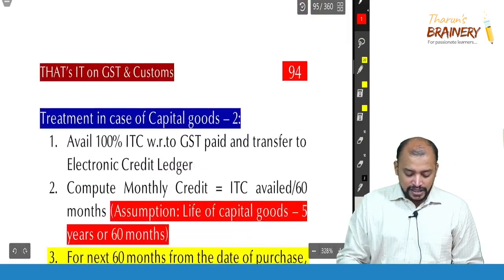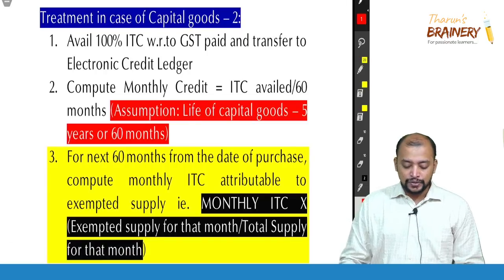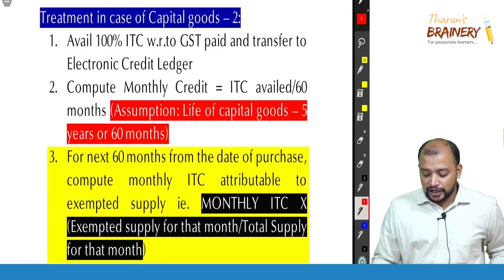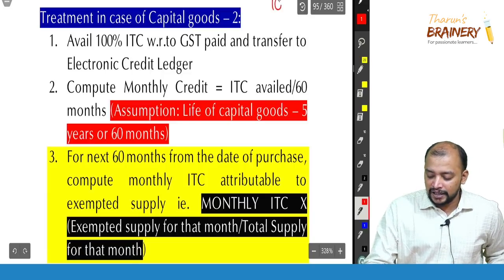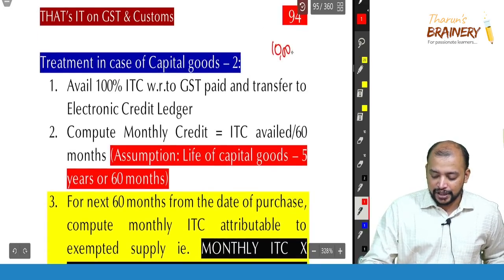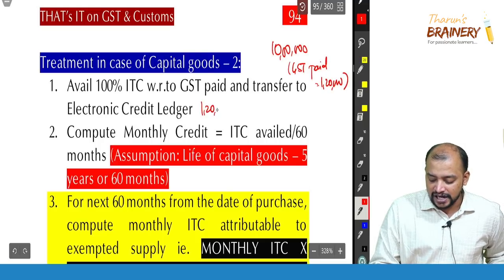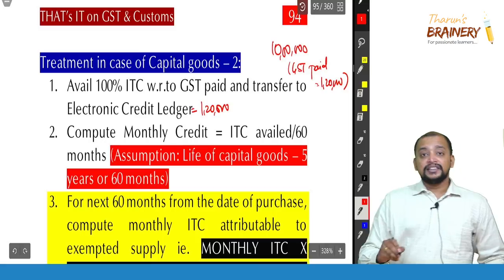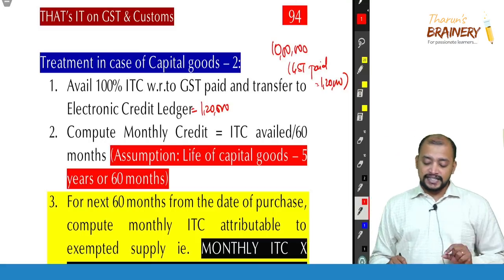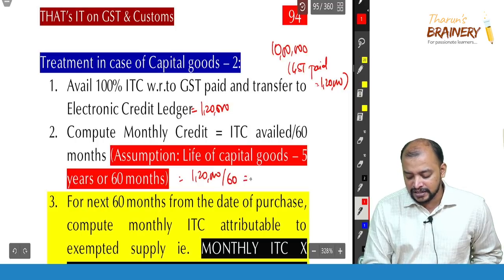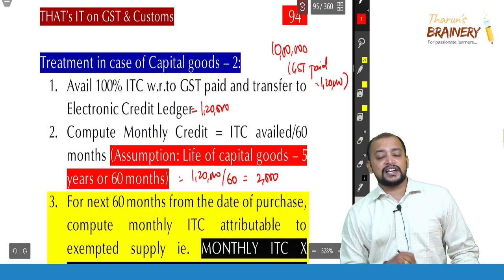What do we need to do in case of capital goods? First, you avail the 100% ITC with respect to GST paid and transfer it to the electronic credit ledger. For example, if 10 lakhs is the worth of capital goods, the GST paid on that is 1,20,000. This 1,20,000 we first take as credit and transfer to the electronic credit ledger. Thereafter we need to calculate monthly ITC. What is monthly ITC? 1,20,000 divided by 60 months. Therefore 2,000 rupees will be taken as monthly ITC.